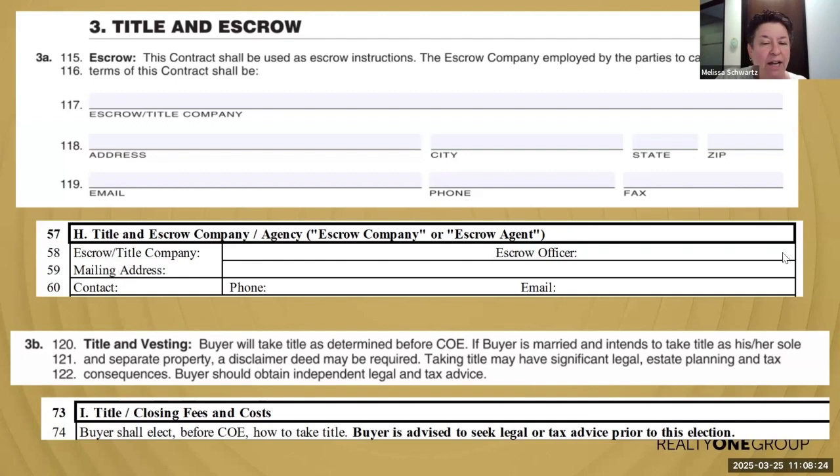In how to take title. So similar thing, right? They are to seek legal counsel. Are you to tell the buyer how to take title? No? Yes? No? Is the title company? No. Do you know how financially you could change somebody's scenario depending on how they take title?